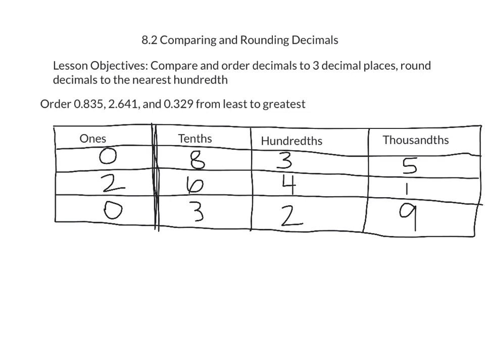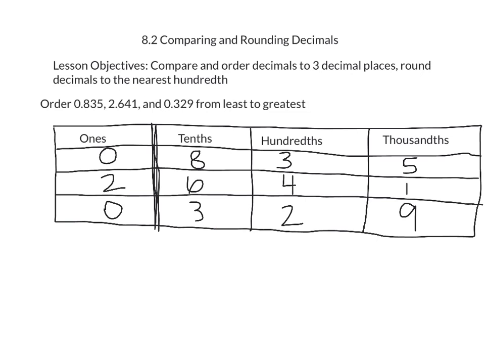So what we're going to do next is take a look at the next largest place value, which would be our tenths place. So when we're comparing our digits in our tenths place, 835 thousandths has an 8 in the tenths place, whereas 329 thousandths has a 3 in the tenths place. 8 is greater than 3, which tells us that 835 thousandths would be greater than 329 thousandths.